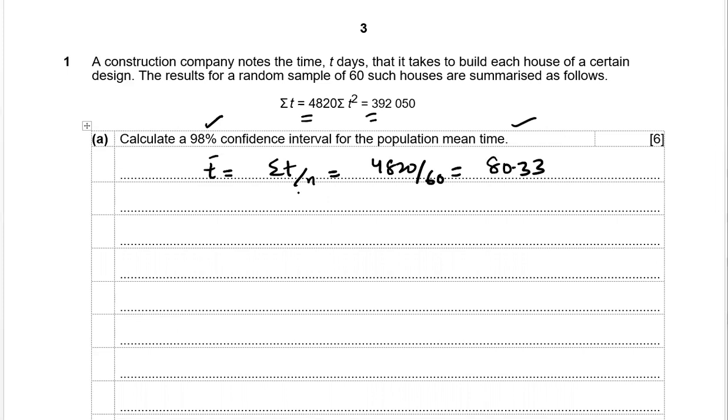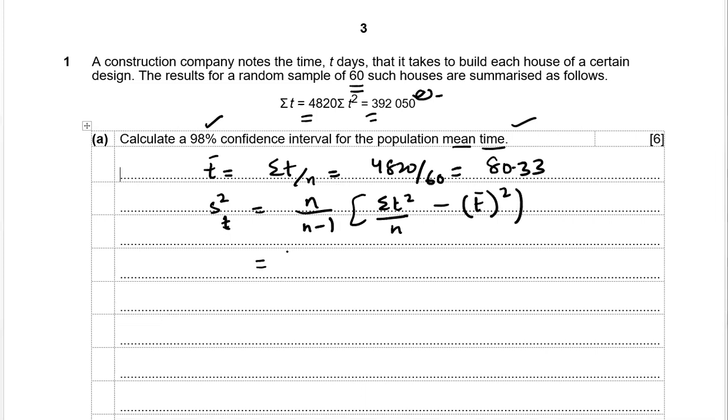80.33. Then we have the mean and the variance for these 60 samples. Whenever we are asked to find the confidence interval of a population mean time, we would be finding this variance, and we would be applying the CLT, that is the central limit theorem. The variance is n upon n minus 1 bracket, the sum of t square upon n minus t bar squared.